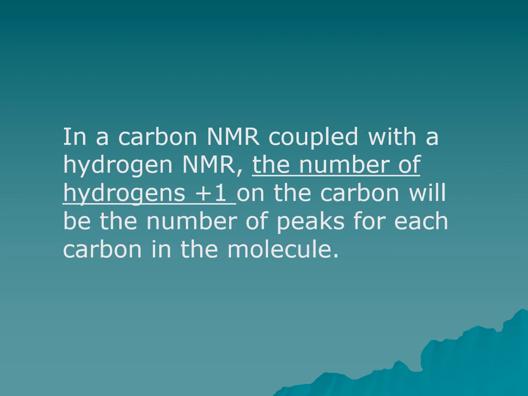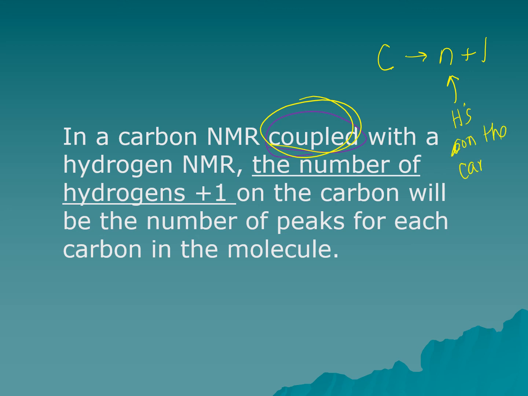Okay, now, we talked about hydrogen NMR, we talked about carbon NMR. You can take a carbon NMR and couple it. That means put it together with a hydrogen NMR. And so then what happens to the carbon signal? It does an N+1 for the H's on the C. The H's on the carbon will split the carbon signal to N+1.